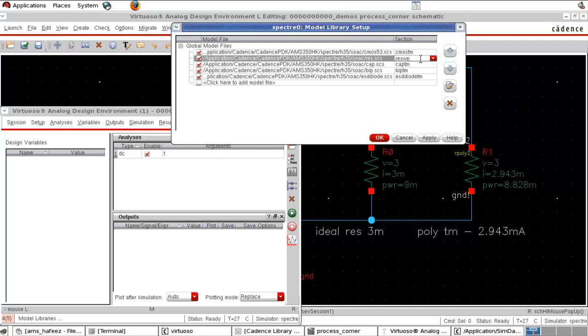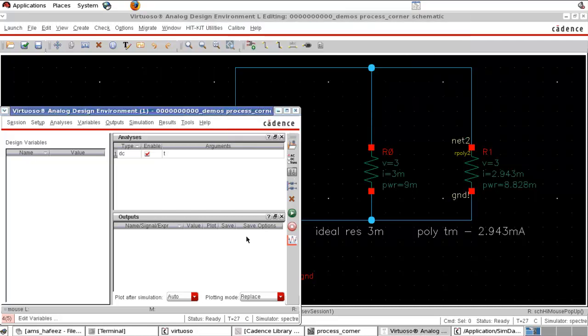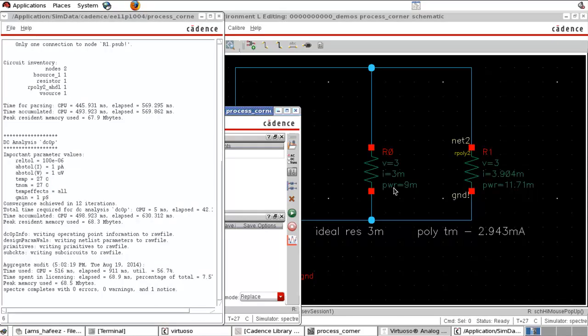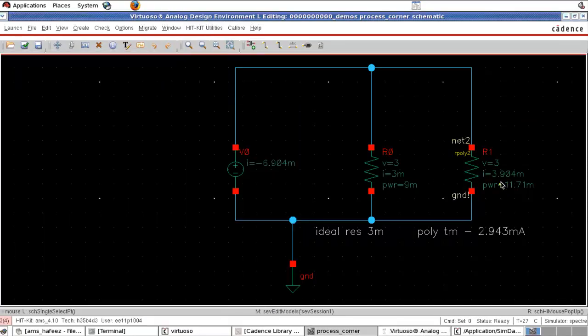So this is the maximum deviation from the typical value. This is the maximum decrement that we can expect from the typical value. So I changed the model file and am running the simulation again. You can see the current now increased to 3.90 milliampere.